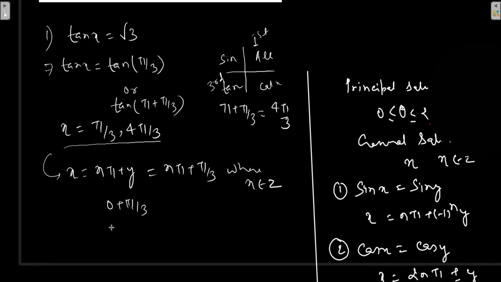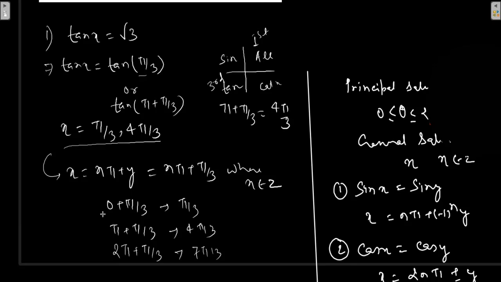And the second one you can write as pi plus pi by 3. And we know that our values repeat after every pi. So the next one will be 2 pi plus pi by 3, and so on. So this is my first one, 0 plus pi by 3. This is my second one, 4 pi by 3. And then the third one is going to be 7 pi by 3, and so on.